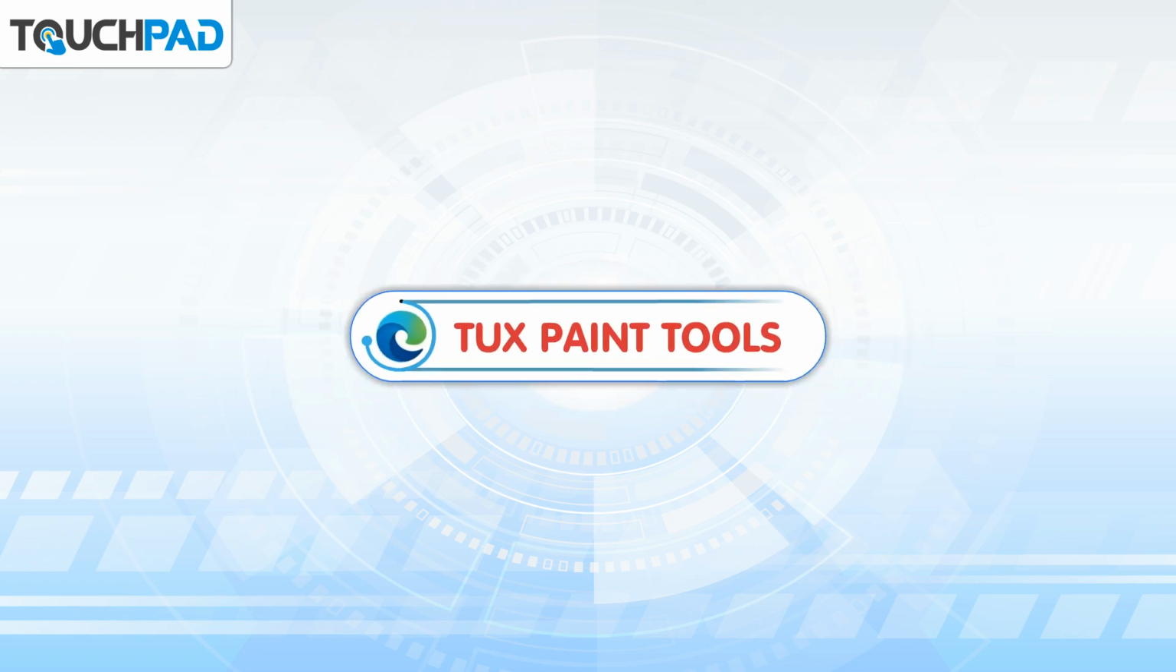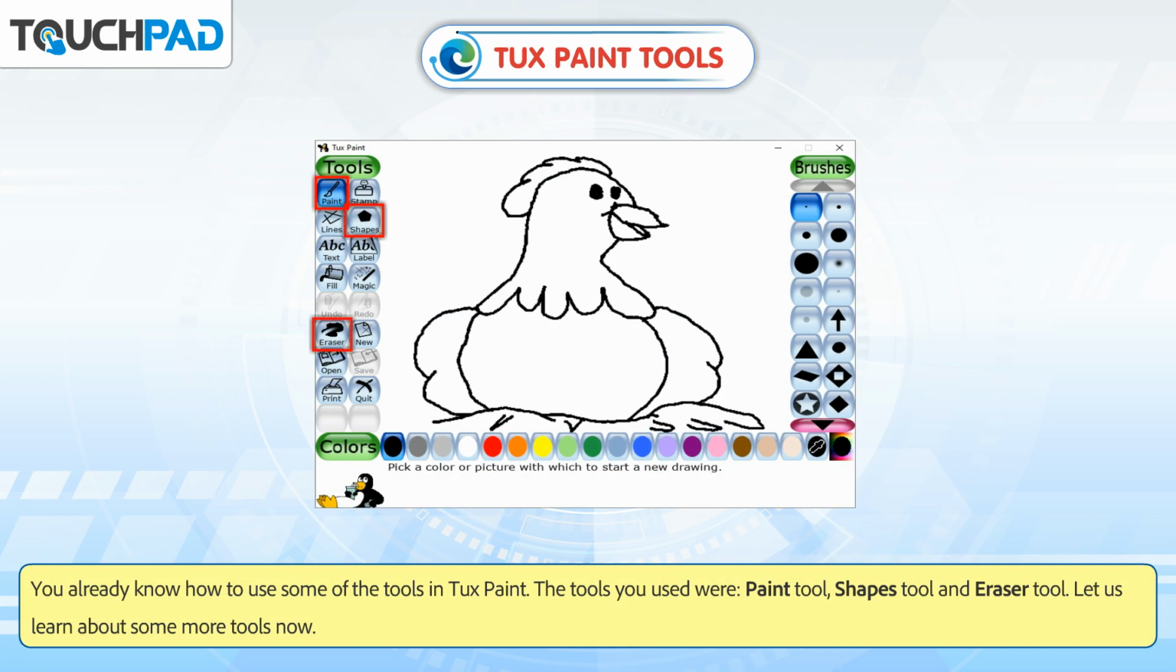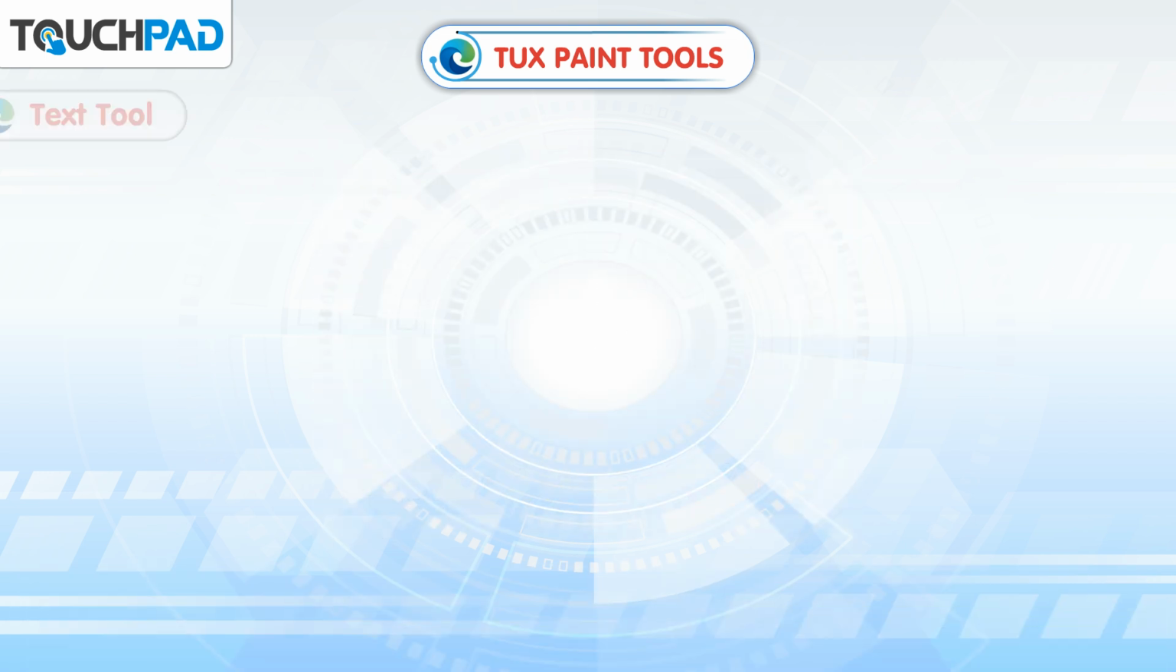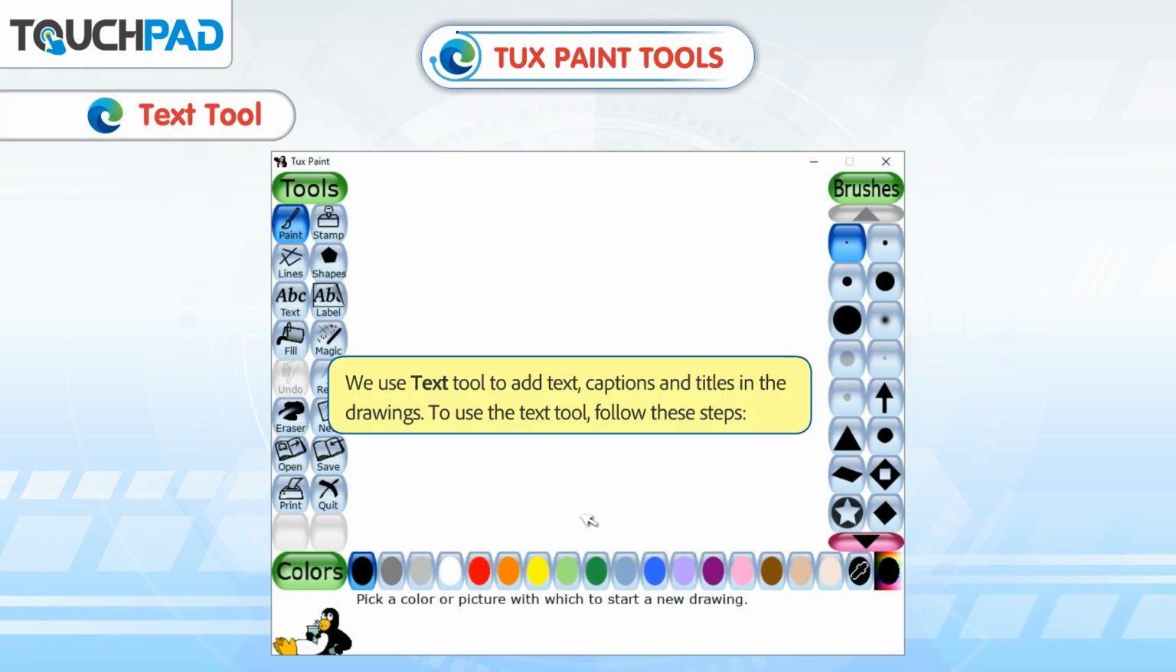Tux Paint tools. You already know how to use some of the tools in Tux Paint. The tools you used were Paint tool, Shapes tool, and Eraser tool. Let us learn about some more tools now. Text tool. We use text tool to add text, captions, and titles in the drawings.